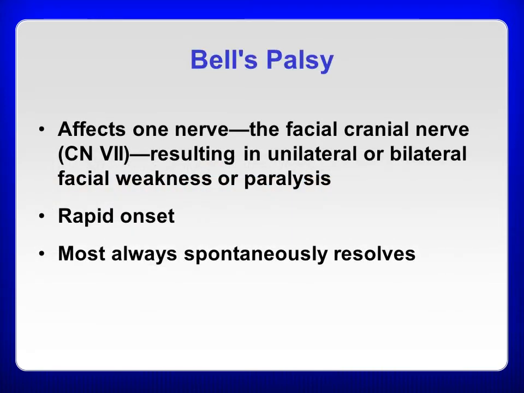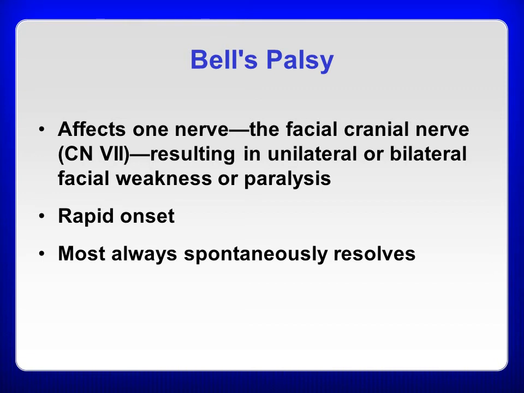Bell's palsy. So Bell's palsy is a disorder that affects one nerve. It affects the facial cranial nerve, and it results in either unilateral or bilateral facial weakness or paralysis. So it's kind of unique. It's very focal to that one nerve. So again, you should be looking at your cranial nerves and seeing what they control. The facial nerve is the cranial nerve that allows you to make facial expressions.